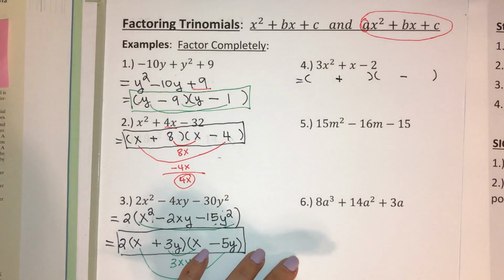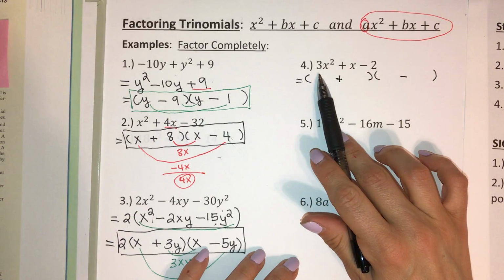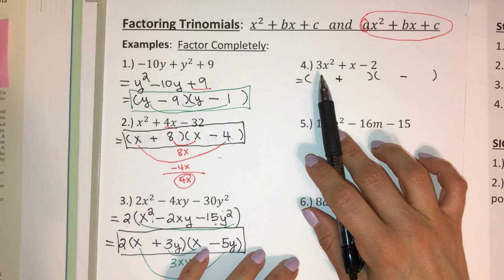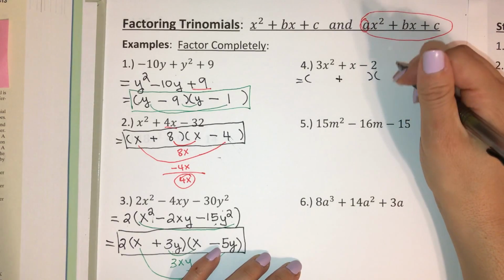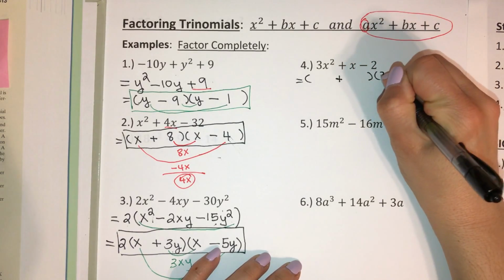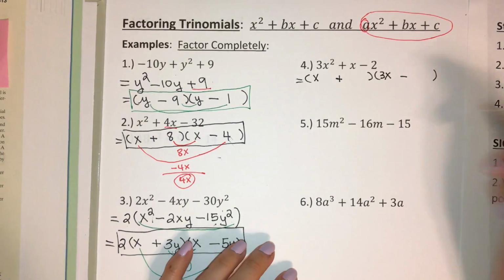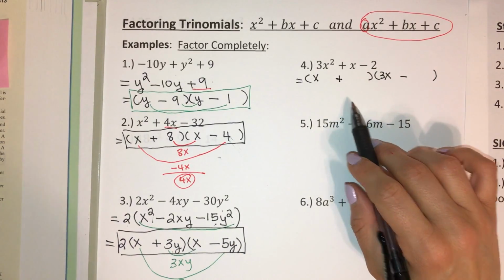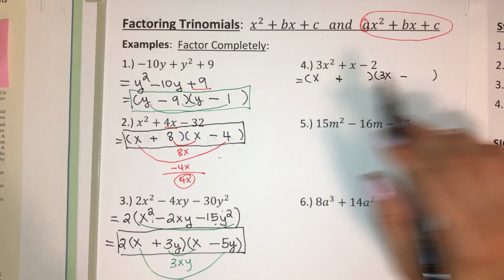We need to look at factors of 2 and now also factors of 3. The only factors of 3 are just going to be 3 and 1. There are no other factors. And so we're going to have 3x and x. It matters where you put the terms because the signs are different in this case. And also, this is a 3 and that's a 1x.